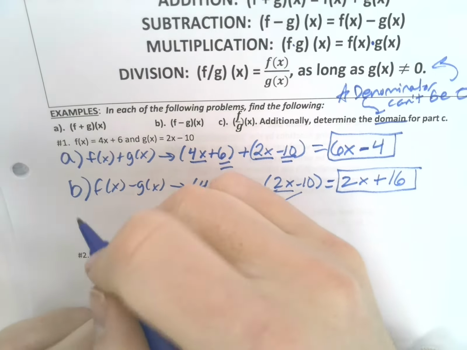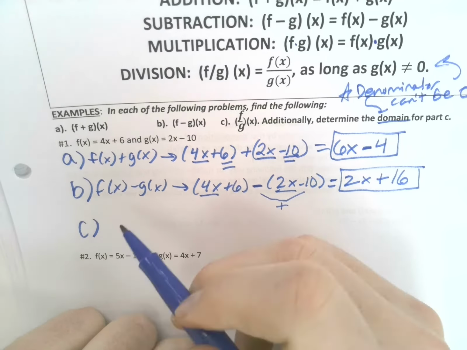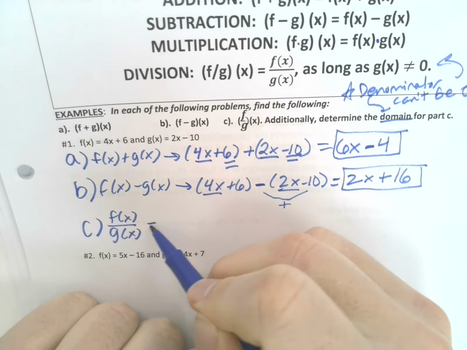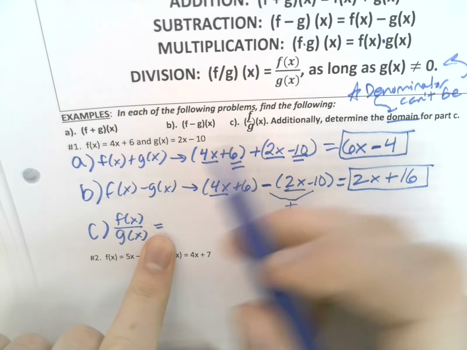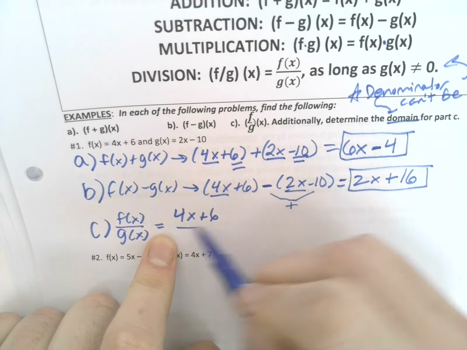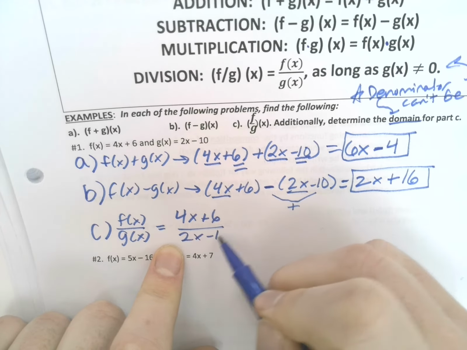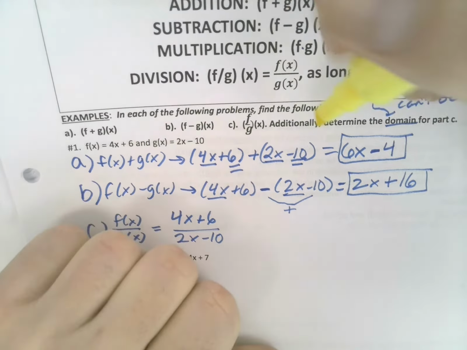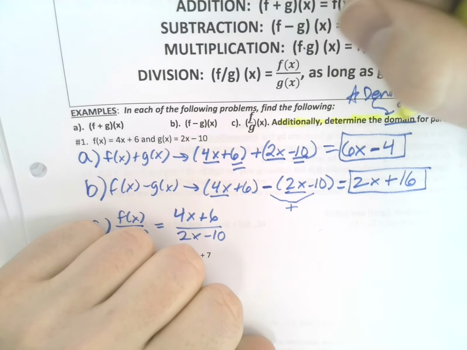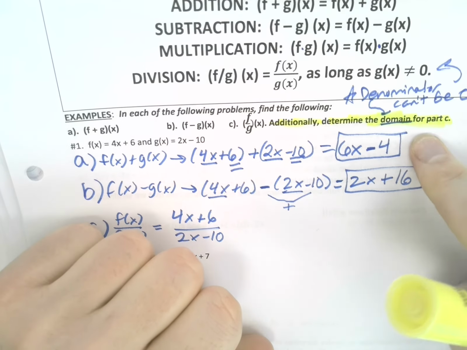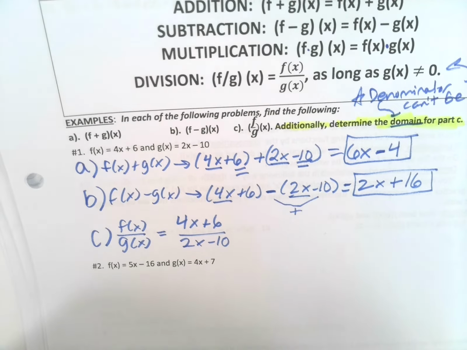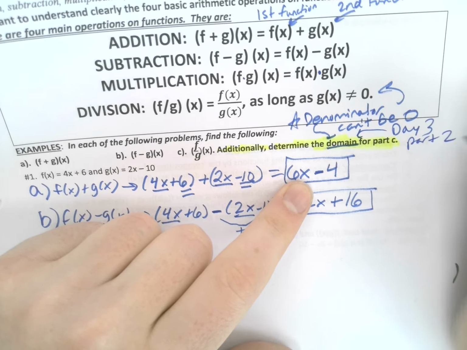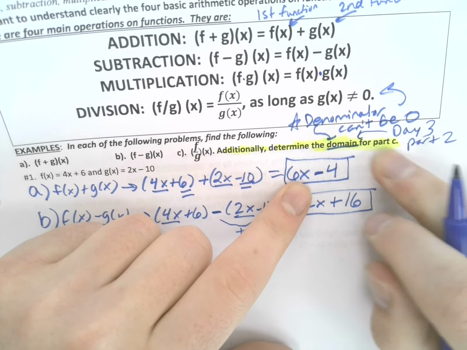The last one, C. F over g of x, so we've got f of x over g of x. So that will be 4x plus 6 over g of x, 2x minus 10. And that would be your answer. But additionally, check this out. Determine the domain for part C. Remember, this is from day 3. We talked about this on day 3, part 2. This was yesterday's lesson.